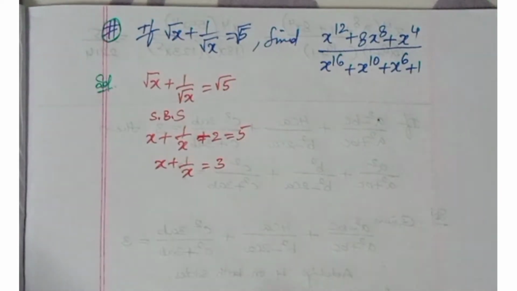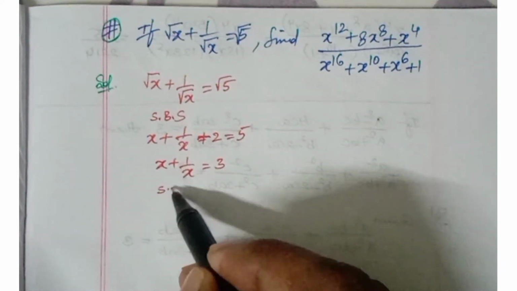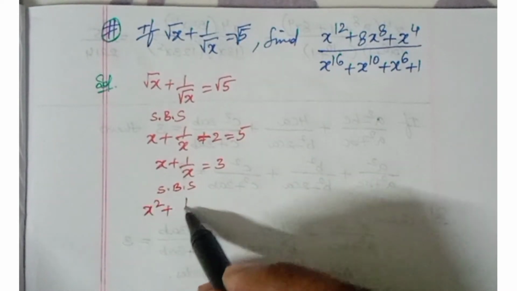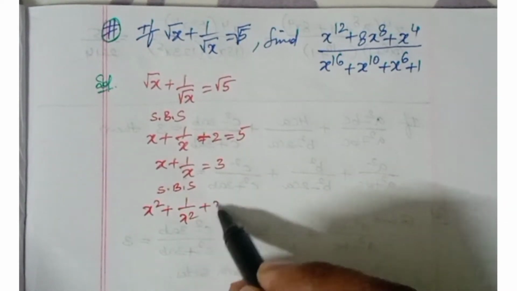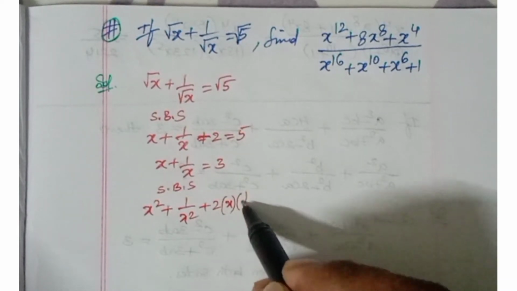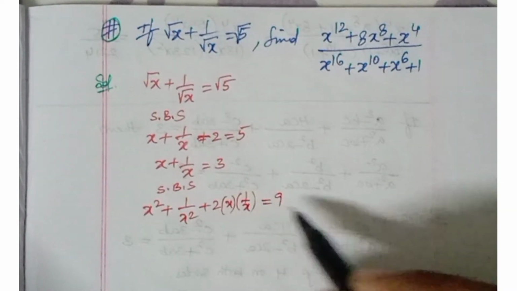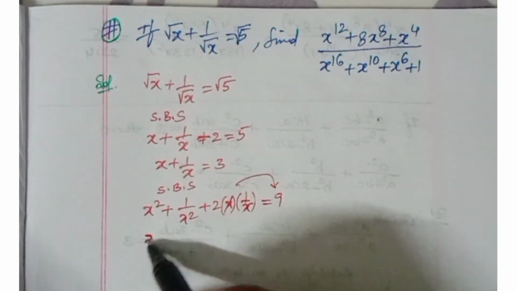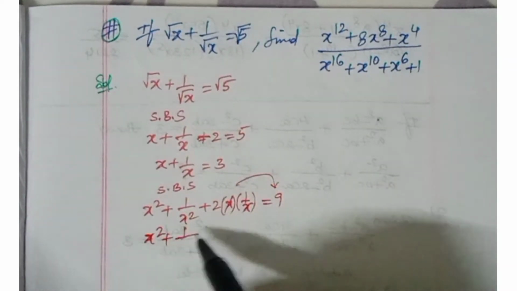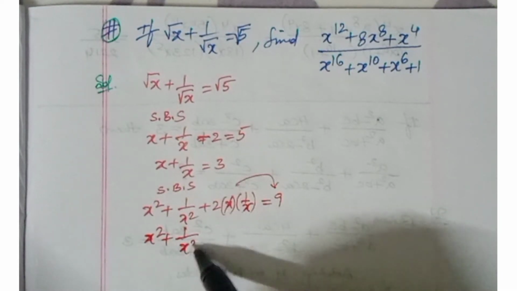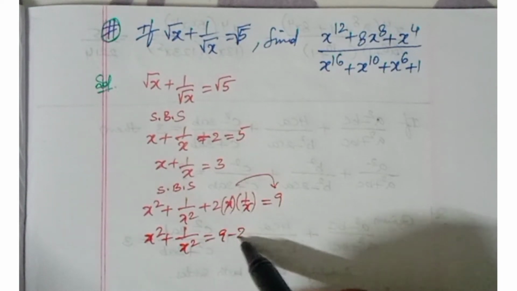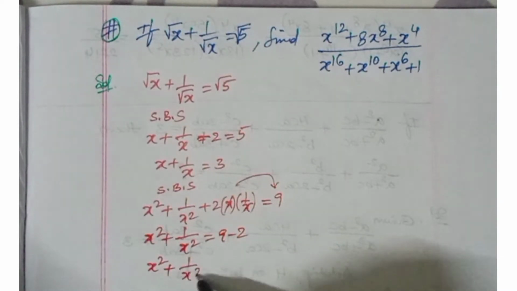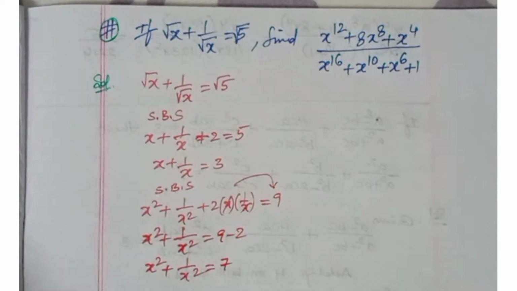So again squaring on both sides. x square plus 1 by x square plus 2 into x into 1 by x is equal to 9. So this 2 will go to that side. x square plus 1 by x square is equal to 9 minus 2. x square plus 1 by x square is equal to 7.